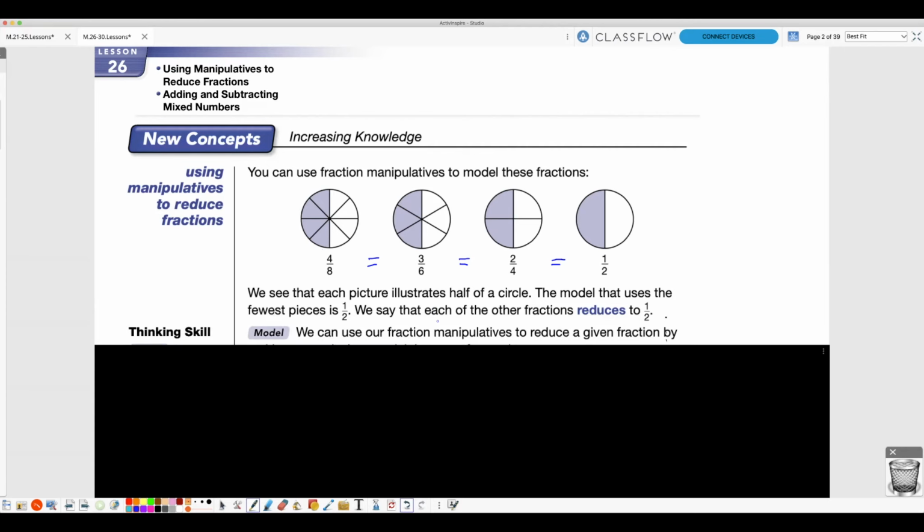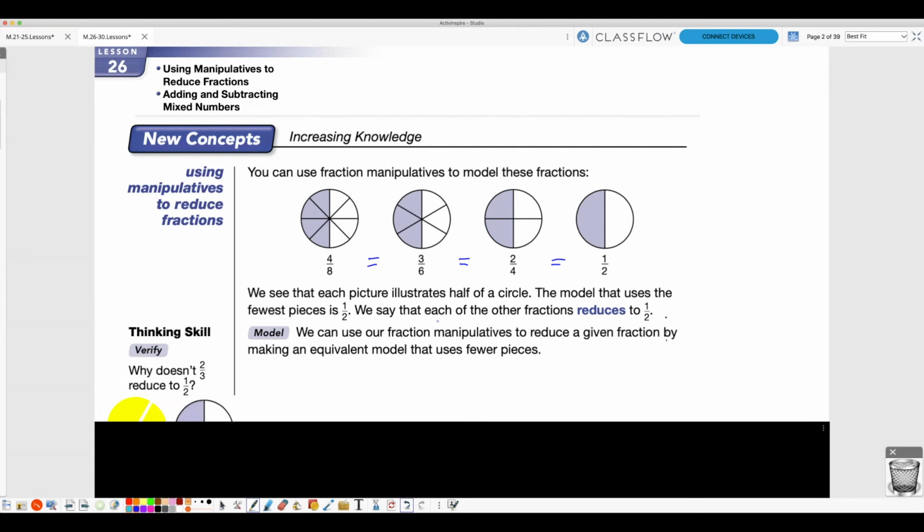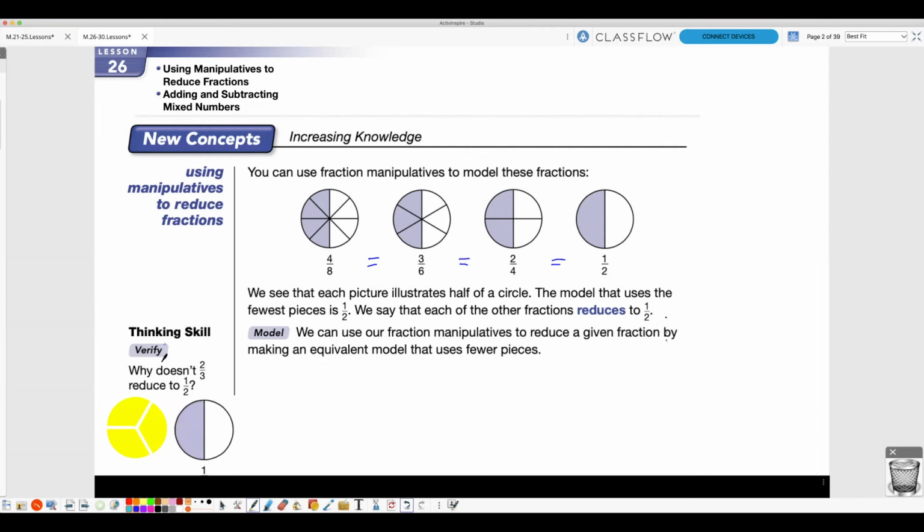We can use our fraction manipulatives to reduce a given fraction by making an equivalent fraction or equivalent model that uses fewer pieces. So for example, if we were to say 4/8, you see there's 1, 2, 3, 4, which is the same as 2/4 or 1/2.